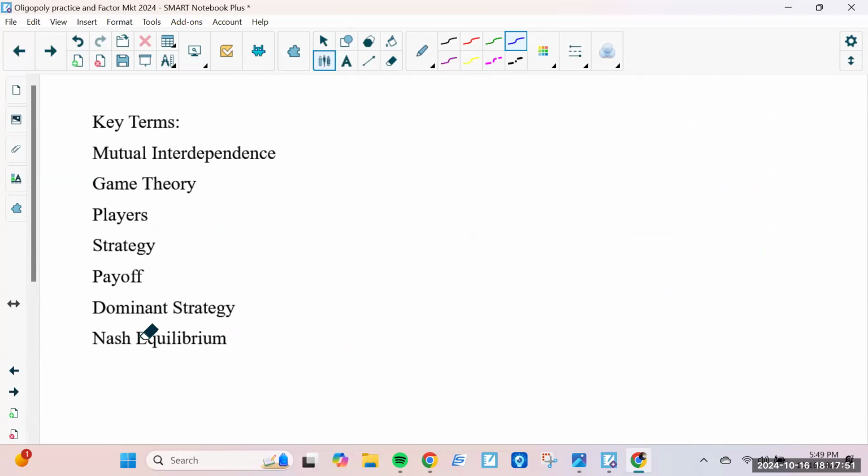You know what a dominant strategy is, and we know what Nash equilibrium is. So these are the key terms that you would need to know and be able to use when talking about game theory. Since there's no graphs, you're more likely to have to write something. The players are, the strategy is, Nash equilibrium is this and that.